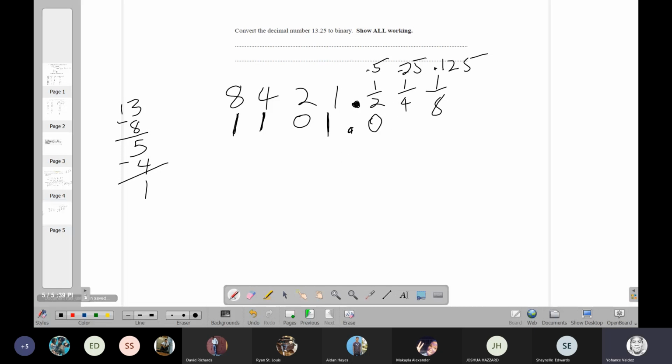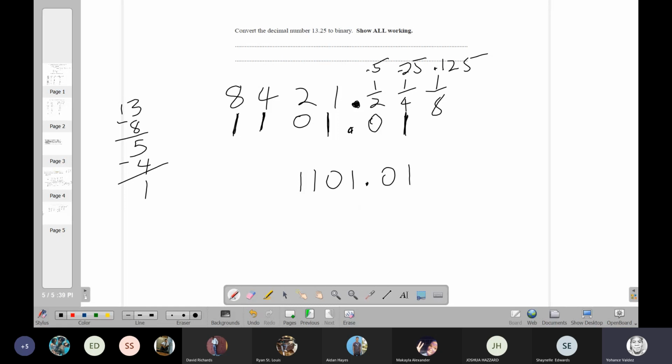Could a quarter go into 0.25? Yes. Right? So this 0.25 would make that 0.25. So this number is what we'll end up with, 1101.01. That's how we end up with this.